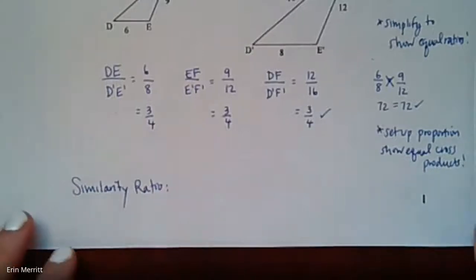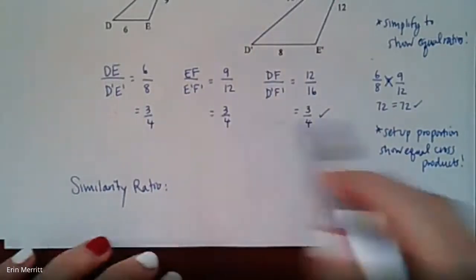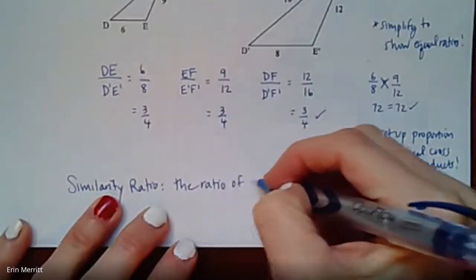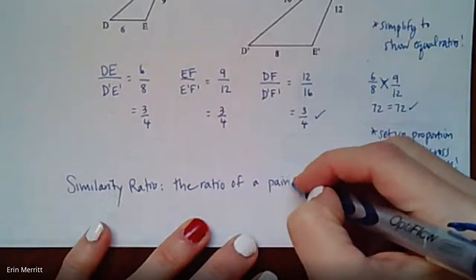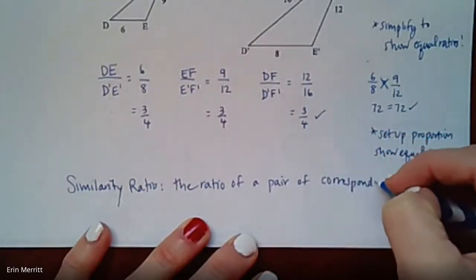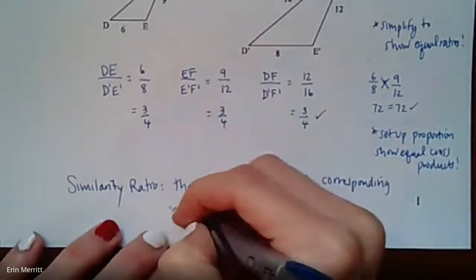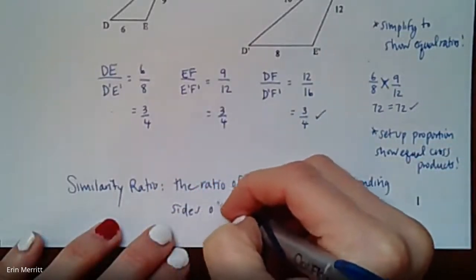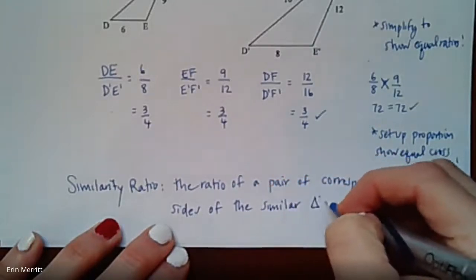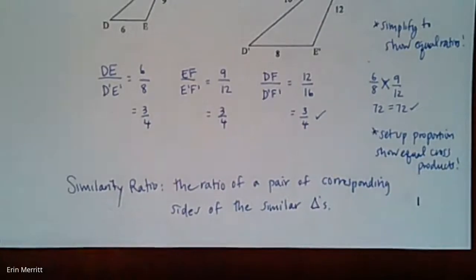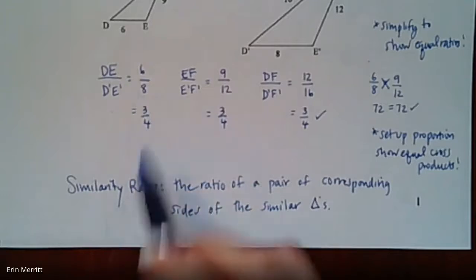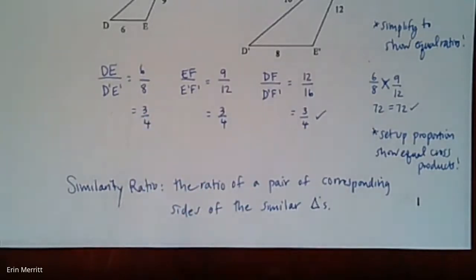So similarity ratio literally is just the ratio of a pair of corresponding sides of the similar triangles. So if we look at a pair where we compare one side to the corresponding side, whatever ratio that comes out as. So 3/4 would have been the similarity ratio here.